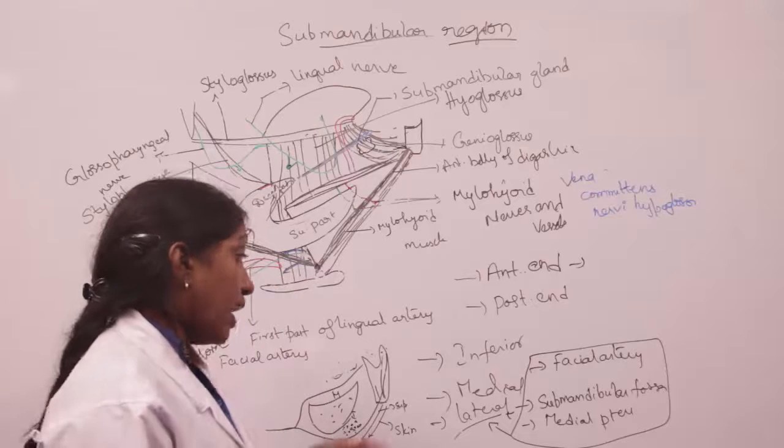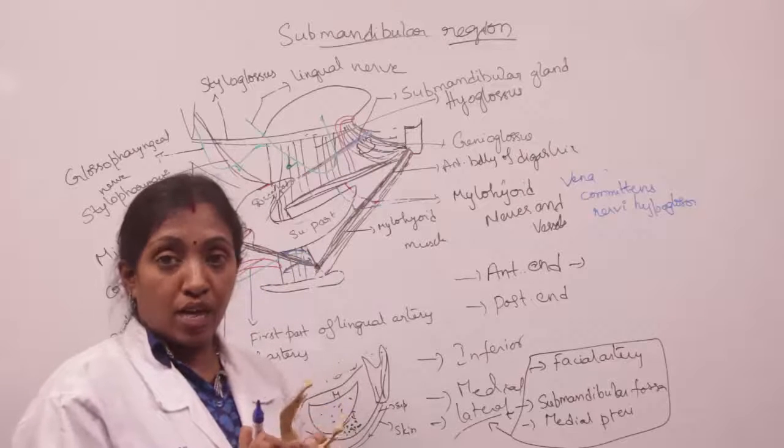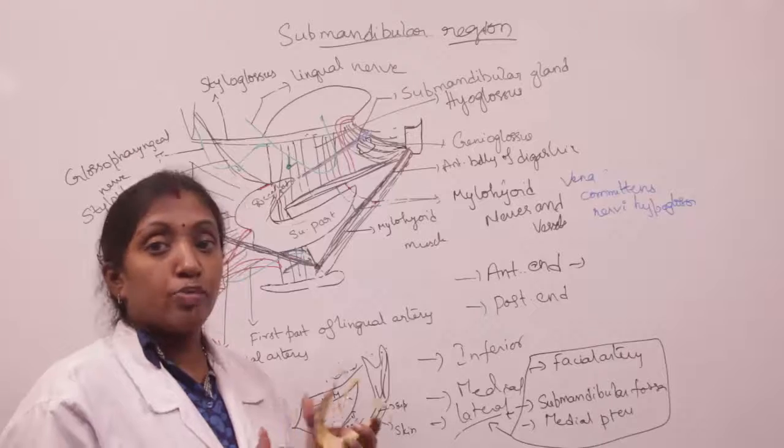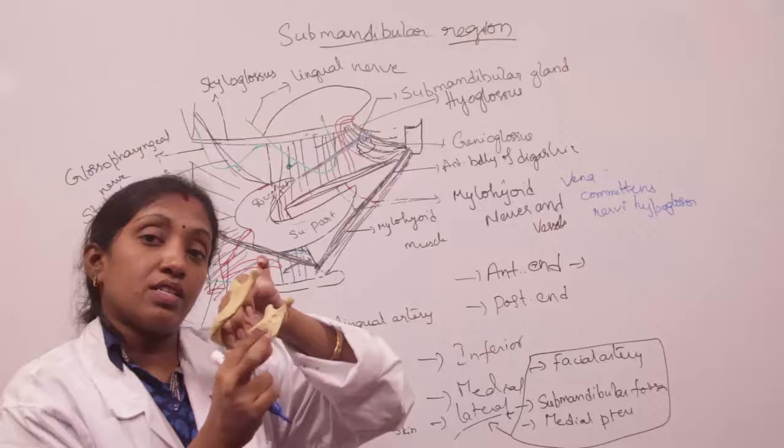And coming to the lateral surface, it is related to the bone, submandibular fossa, and also the medial pterygoid muscle, because the medial pterygoid muscle here is inserted to the angle of the mandible, right? It is inserted to the angle of the mandible.